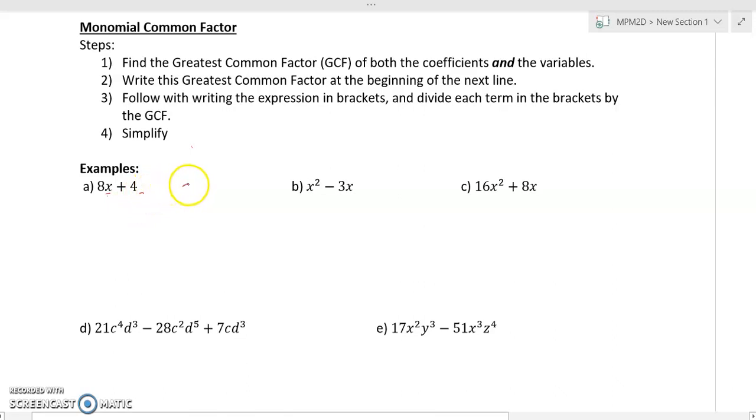So our greatest common factor is going to be 4. So if I divide both of these by 4, I'm going to write that greatest common factor down first. So 8x divided by 4 is 2x. 4 divided by 4 is 1. And we're done. Let's do it again.